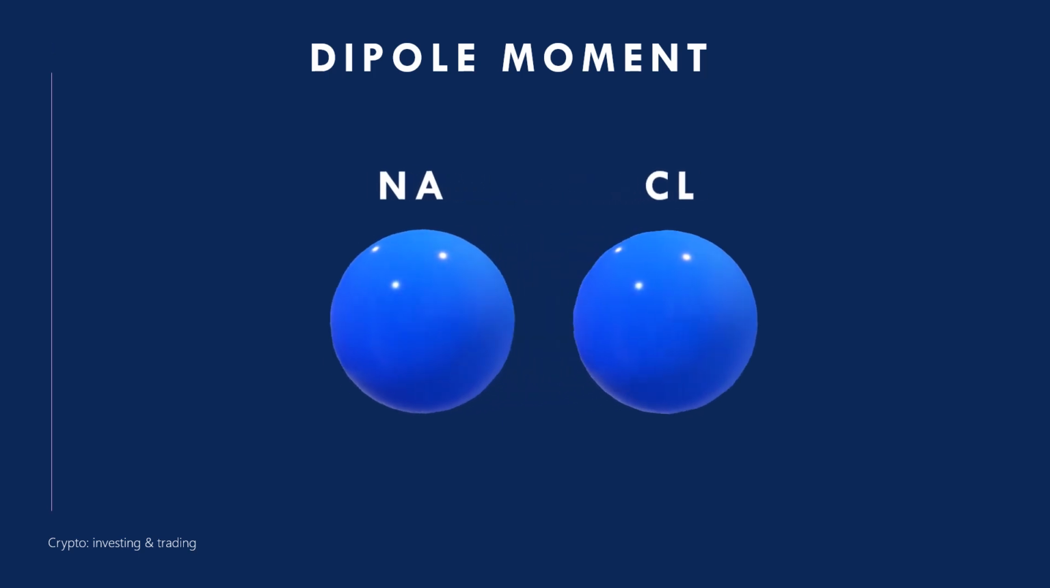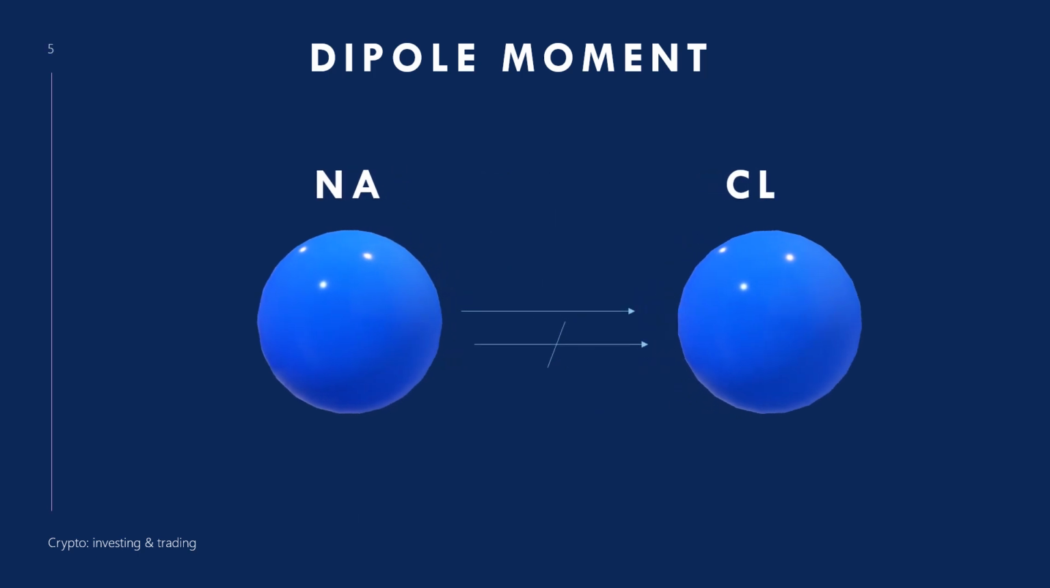Now, we know that Na is positive and Cl is negative. Here Na is less electronegative while Cl is more electronegative. So, the dipole moment will be from the less to the more. It will be shown like this, with a cross on the arrow. To show the dipole moment, we will draw it like this, and the arrow shows us the more electronegative.